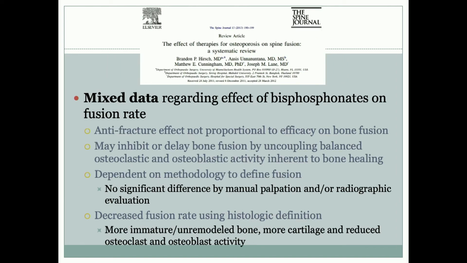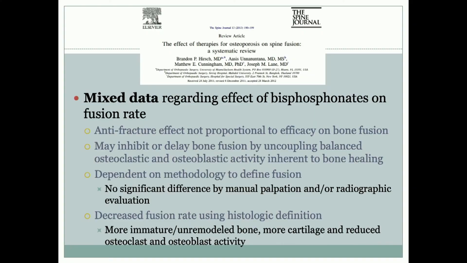I think the literature is kind of mixed in terms of the effect of bisphosphonates on fusion rate. So we definitely see an improvement in bone mineral density, and there's an anti-fracture effect both in the spine and the non-vertebral site, so the hip as well, but it may not necessarily be proportional to the efficacy on spinal fusion. Some think that bisphosphonates may actually inhibit or delay bone fusion by uncoupling the balance between osteoblast and osteoclast activity, which is needed for bone healing.